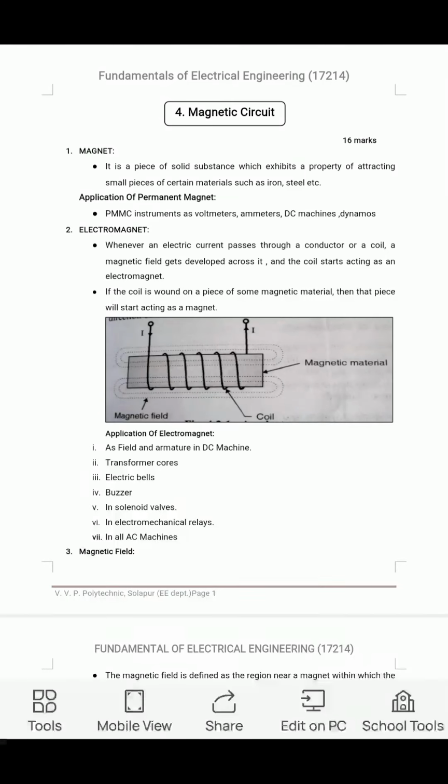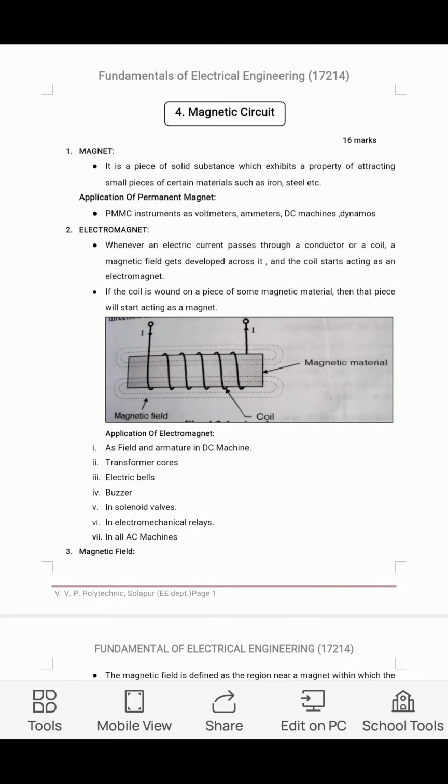Hello everyone. Today we will discuss the fundamentals of electrical engineering subject, fourth chapter, that is magnetic circuit. So what is meant by magnetic circuit? To know about magnetic circuit, we should first know what is meant by magnet.